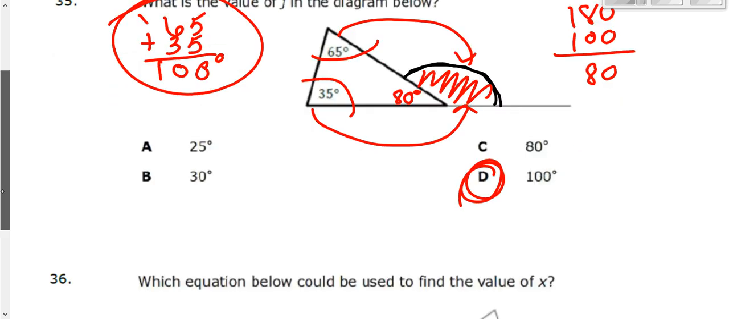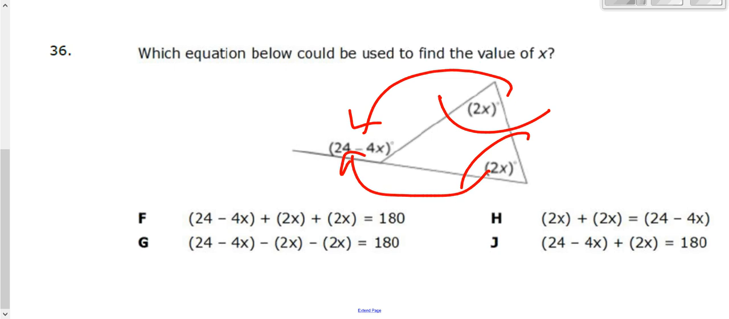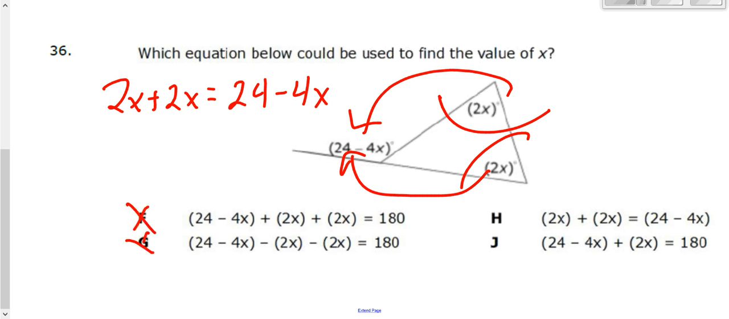Okay, so number 36, which equation could be used to find the value of x? Well, I know that these two should fit inside here. So in other words, 2x plus 2x should equal 24 minus 4x. So finding the one that says that, it's not equal to 180. So 2x plus 2x equals 24 minus 4x, H.